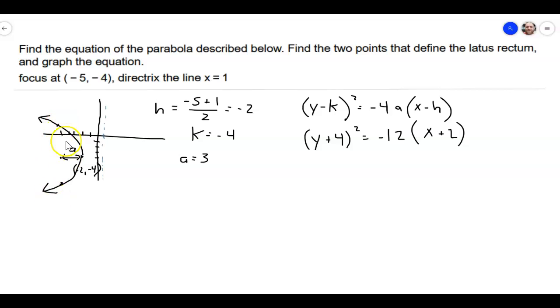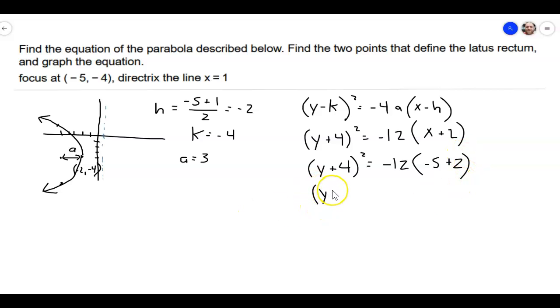So notice for both of these points, it's the same x value as our focus here. The x value of our focus is -5. So what I'm going to do here is I'm just going to plug in a -5 for my x and see what solutions I get, because that should just give me both of these. So I'm going to do y plus 4 quantity squared is equal to -12, and I'm just going to plug that -5 in there, plus 2. And I'm going to go ahead and solve for that.